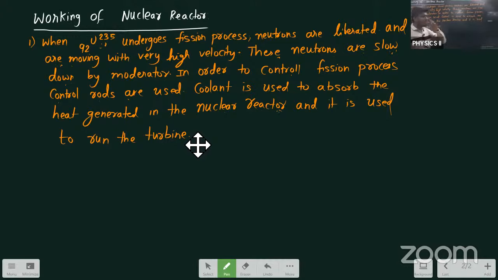See here, what we have done: we have just discussed what a nuclear reactor is. It is a device in which a controlled fission process takes place. Further, we have discussed 5 components: fuel, moderator, control rod, coolant, and shielding. Next, we have written the working process. If you combine all the components, it becomes the working process.